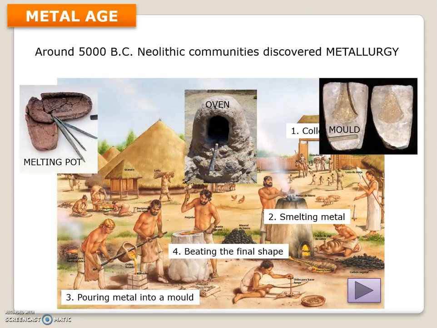You can see, for example, some examples of the tools and things that they used to make metal. This is a melting pot, like this one, or this one. It serves to get the melted metal. Here you have an oven, and here you have a mold. These two shapes work together, and this is the little hole here. They pour the metal here and get the shape.